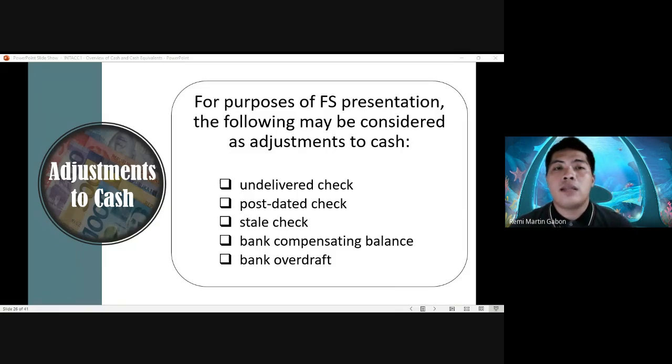Now, to achieve that, we have to look for adjustments. For cash, we have to consider those 5 items: undelivered check, post-dated check, stale check, bank compensating balance, and bank overdraft. Okay, so to define those items, let us start with the 3 checks.